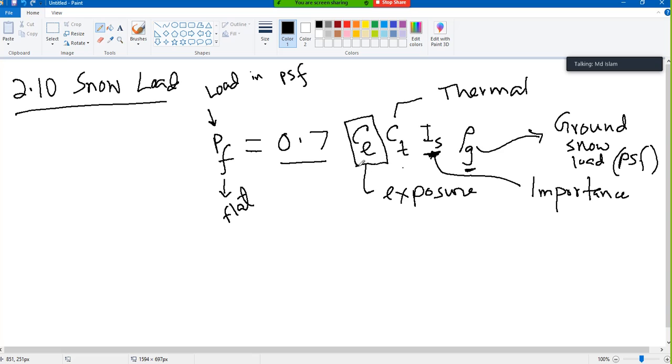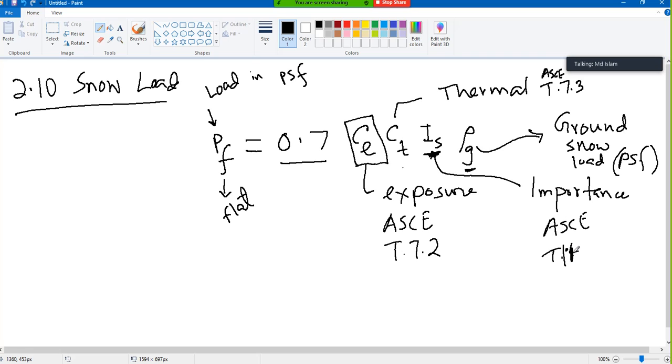So now, how to find it? If I open your book, they gave us the table number. Ce is from Table 7-2. So it is ASCE, not your book. It is not in your book. Table 7-2, I'm showing you. From ASCE Table 7-2, you can find it. Then the thermal factor will be from ASCE Table 7-3. What else? Importance, you will find maybe earlier, sometimes Table 1.1, ASCE Table 1.1, at the very beginning of the book.